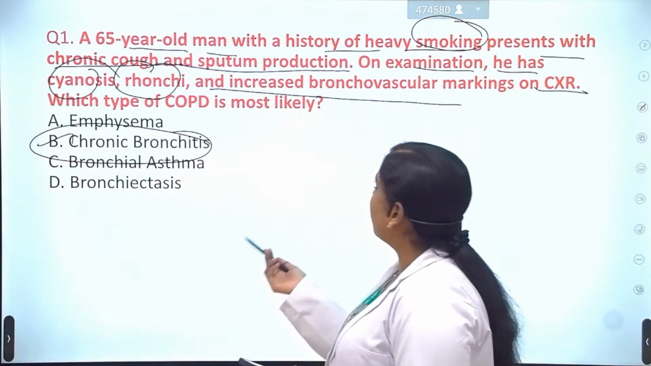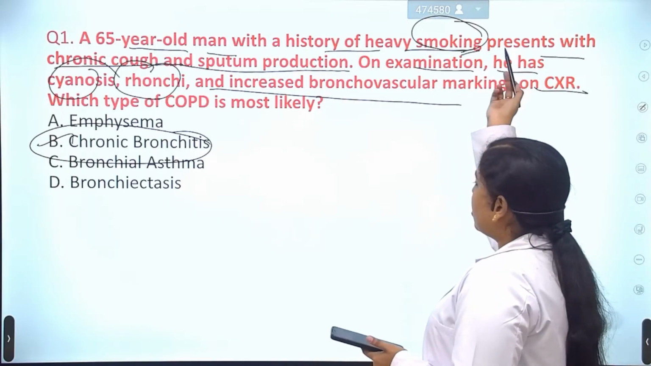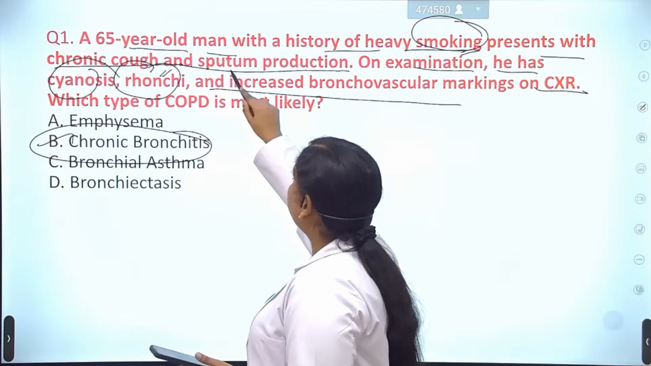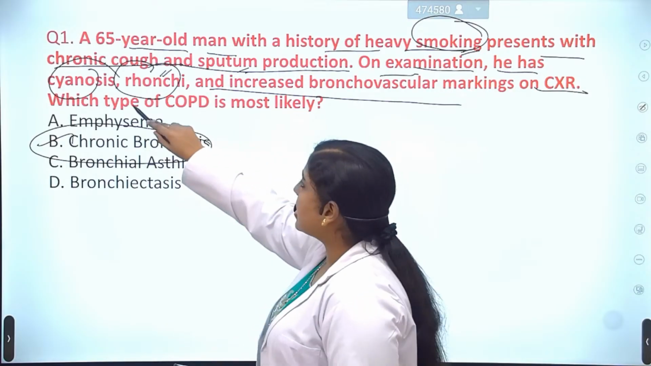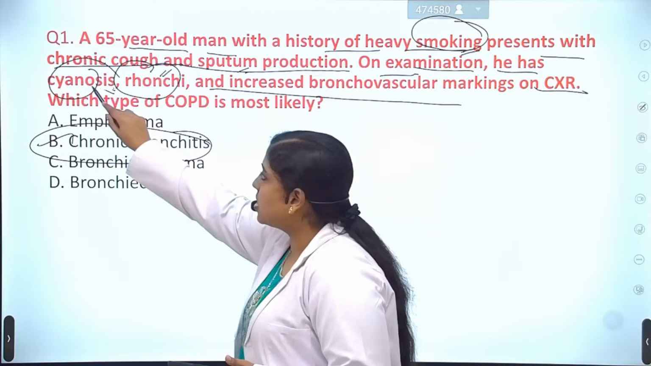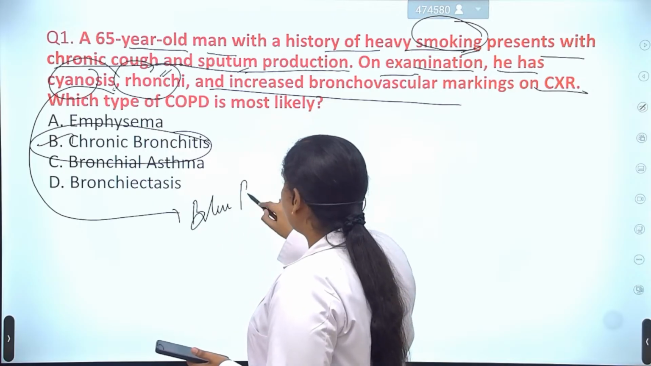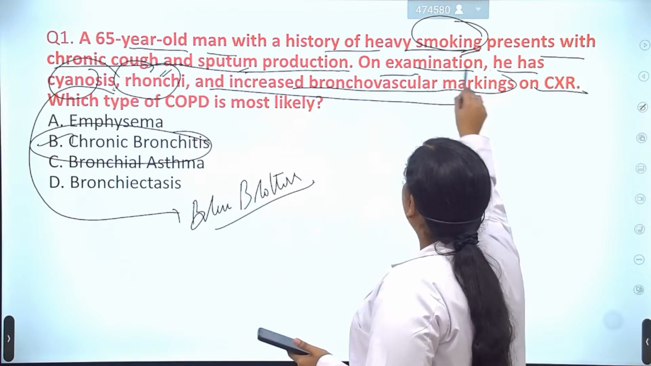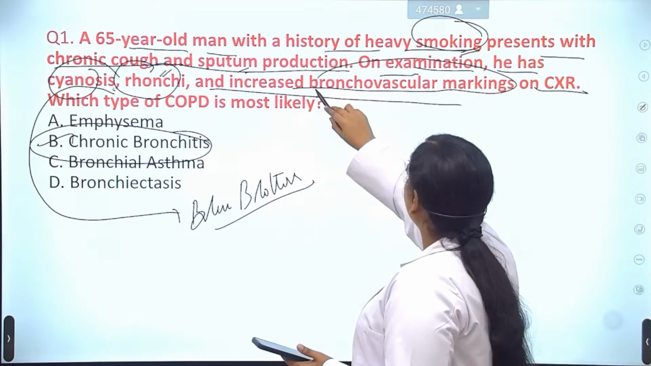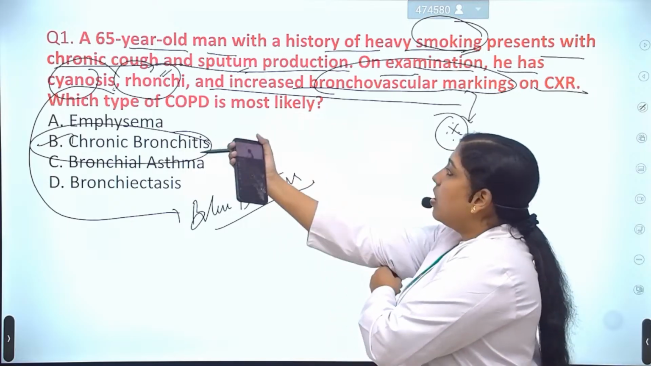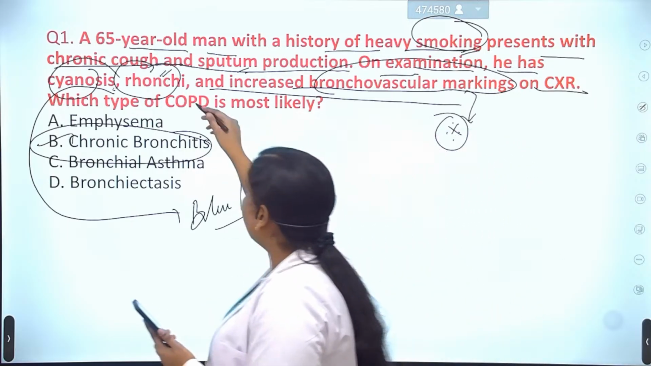Why chronic bronchitis? Already the patient is having the smoking history. He is having chronic cough, sputum production. On examination, he is having cyanosis. And cyanosis, again, you have to think about blue bloaters. Obviously, blue bloaters is your chronic bronchitis. And increased bronchovascular marking, which is a chest x-ray finding classically, is very important to note. And one more thing, the lung sound, rhonchi, is seen in chronic bronchitis.